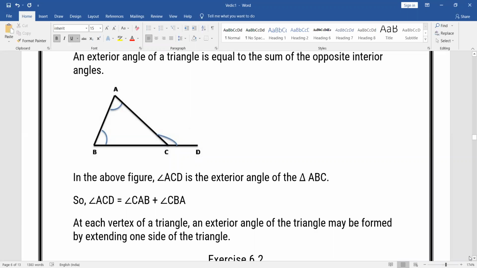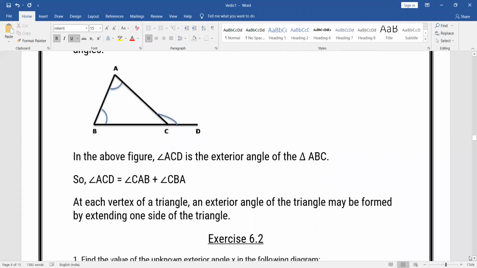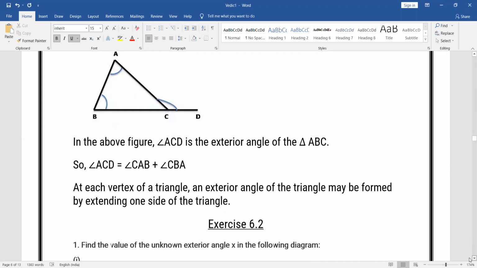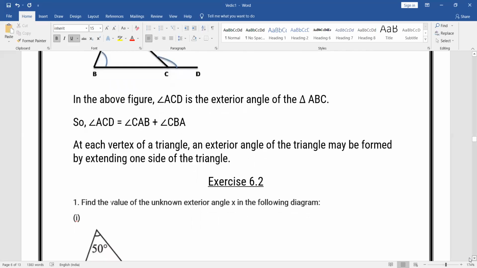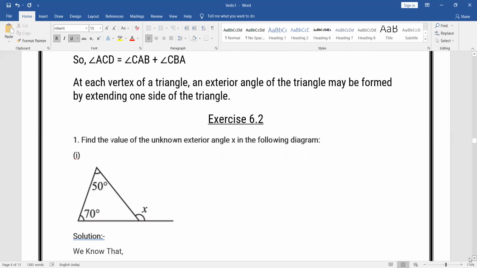We can make an exterior angle when we are extending one side of a triangle. If we are extending the side of the triangle, we can make an exterior angle in the triangle. So how many exterior angles can we make in a triangle? We can make 6 exterior angles in the given triangle. With the help of this property, we will solve our exercise, that is exercise 6.2. Let us see the first question of our exercise.